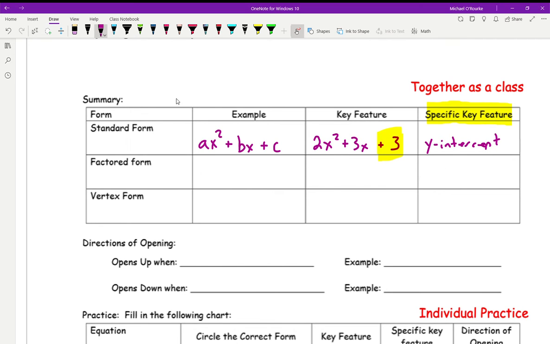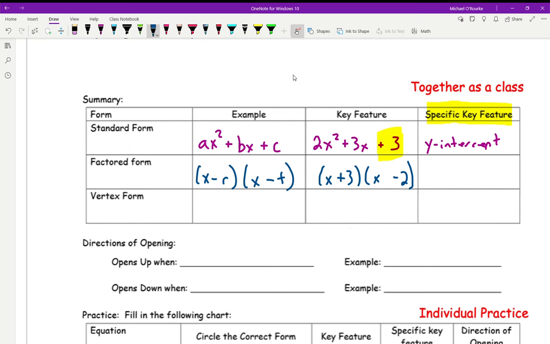Now factored form, I'll change my colors, is this. We've worked with factored form before. x minus r, x minus t. Sometimes that may be t and s, or r and s, just two letters in there. And if we do something like this, it may look like this: x plus 3, x minus 2, and I'll fix that up. Might look something like that.